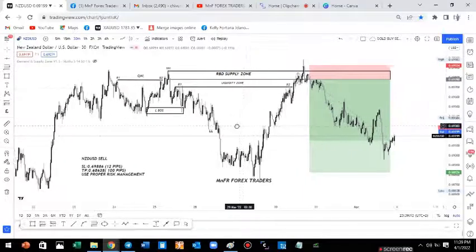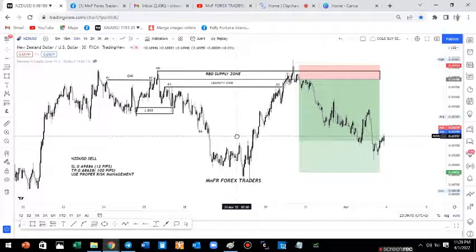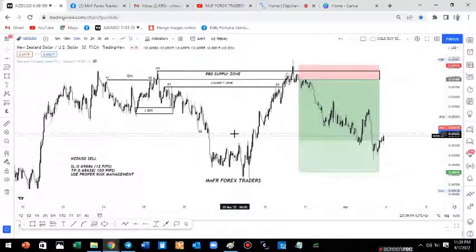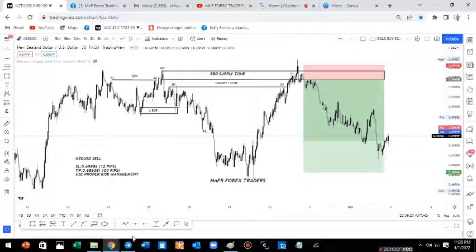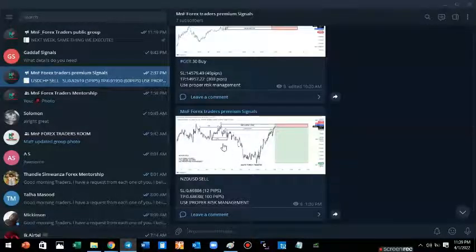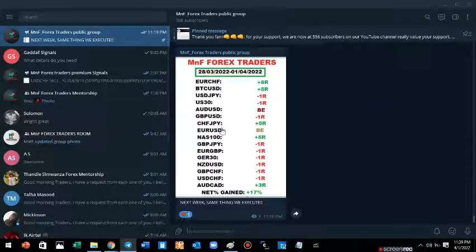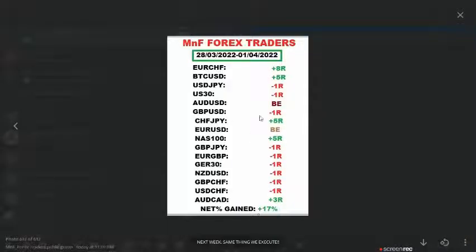Last week was quite a tricky week, something that was very emotional. If you're not emotionally strong, you can't survive in this, because we actually took a lot of losses, but we were profitable at the end of the week. So if you can see this, these were actually the trades that we took.